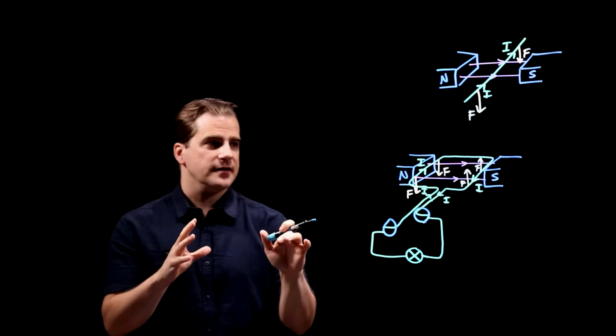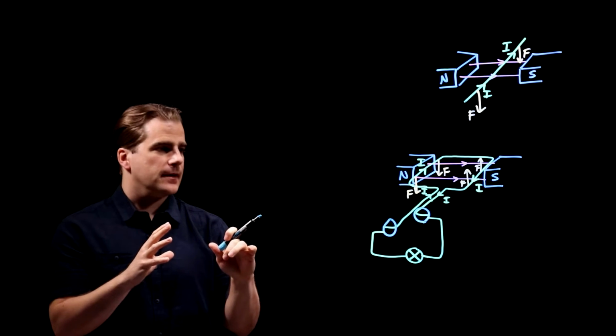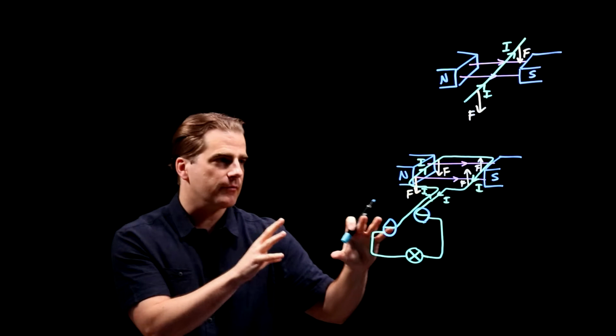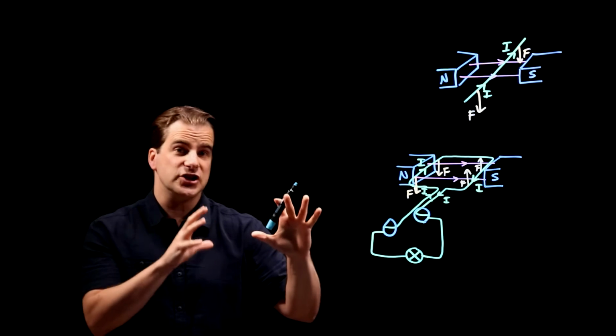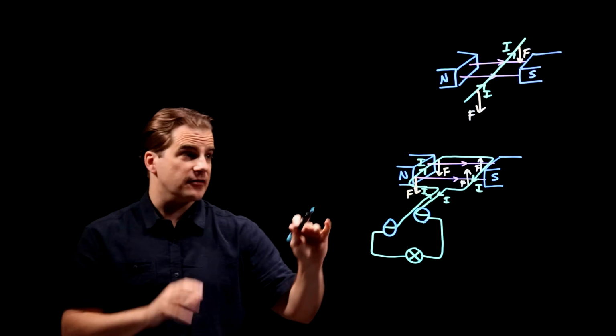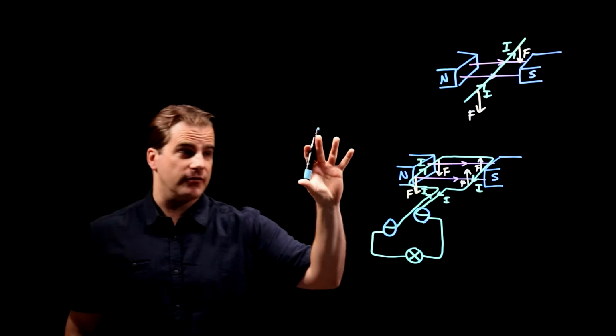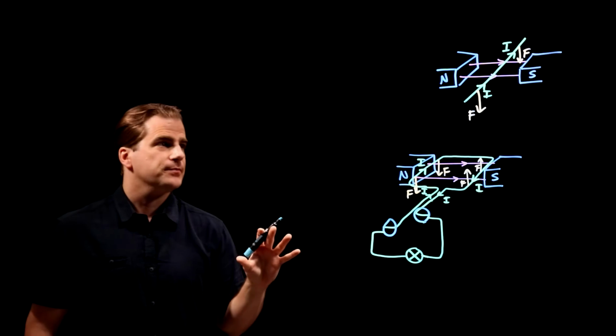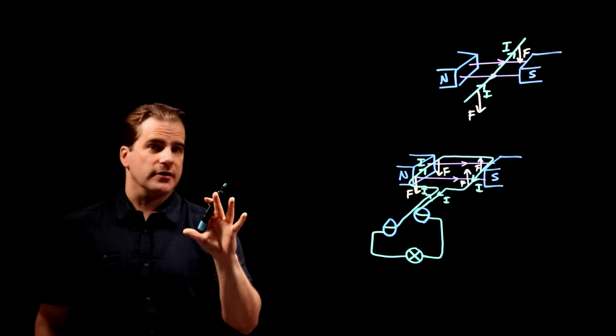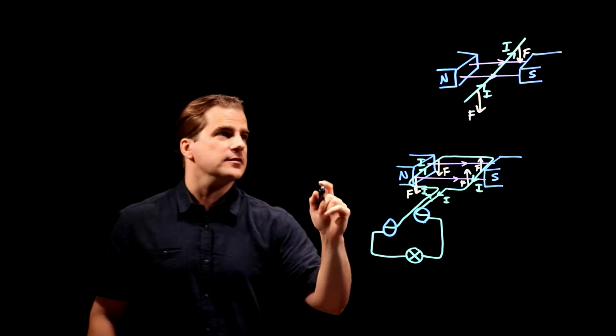So the key point is that it's not so much the cutting of the magnetic field lines, it's the fact that the magnetic field is changing. And that means there are other ways we can use the principle of electromagnetic induction to generate a current. For example, let's do some examples.